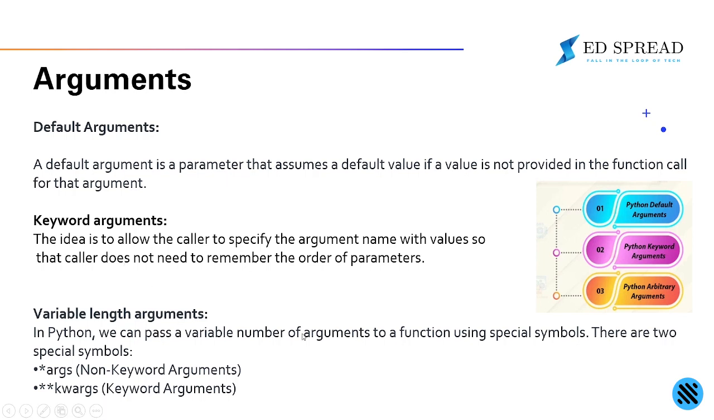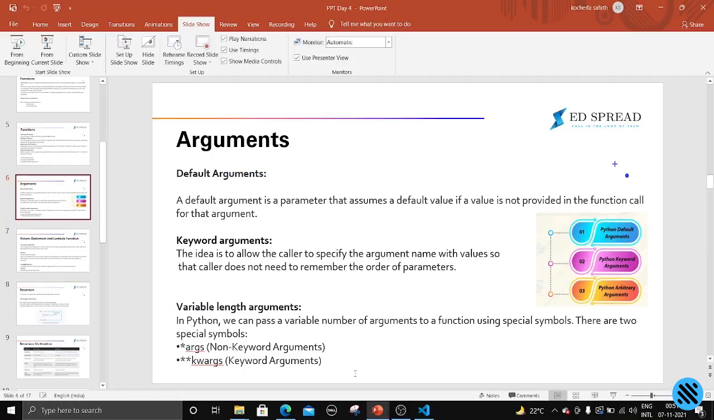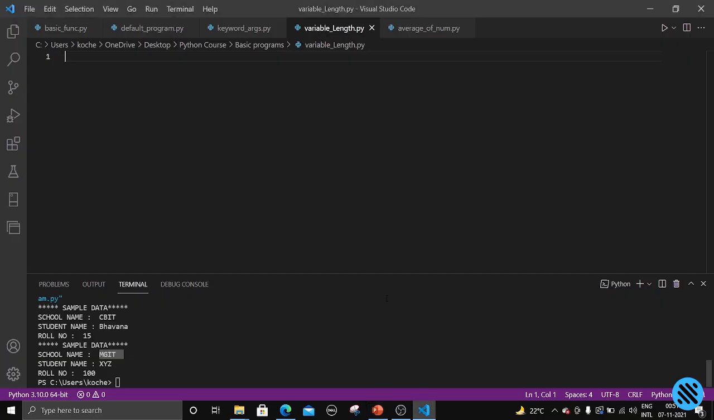The idea is to allow the caller to specify the argument name with values so that the caller does not need to remember the order of parameters. Okay, so basically the use of keyword arguments is that we need not remember the order of the parameters. We can use the keyword and pass the value so that order doesn't matter. Okay, so let me show you that.